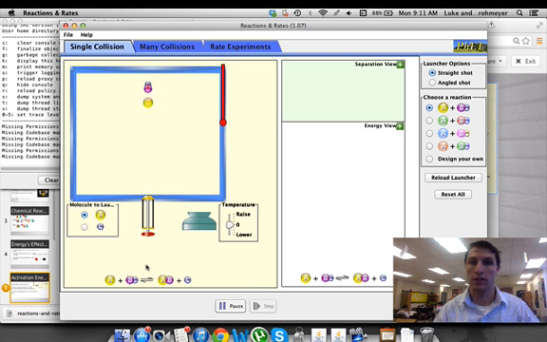All right, there you go. And now you can see that the particles are colliding with enough force to actually make the reaction occur.